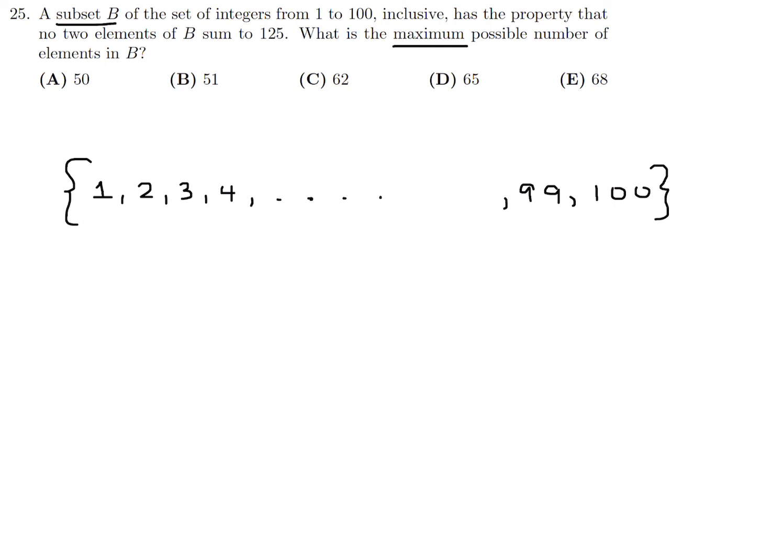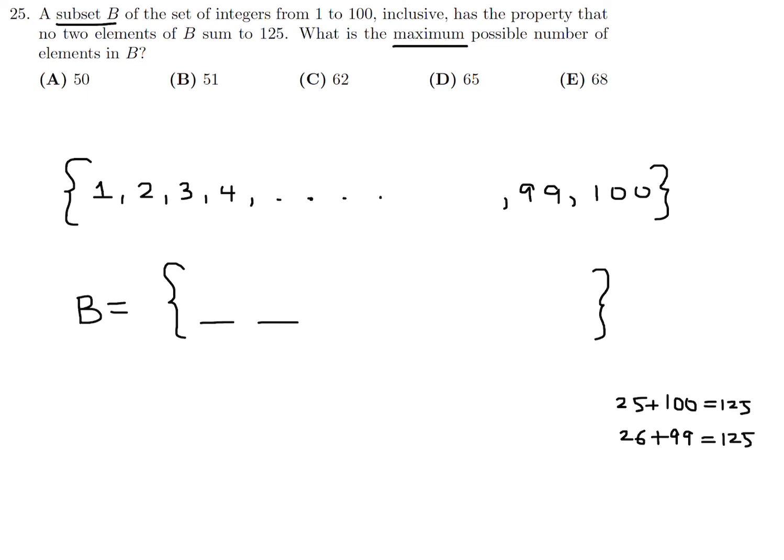And the rule is that when you finally do figure out what B is, that subset, no two numbers in that subset can be equal to 125 in terms of their sum when you add them up. All right, so for example, if one of them was 100, we can't have a 25. If one of them was 99, you couldn't have a 26. Does that make sense? Because that would be 125 if you added them. All right, so that makes me think that a lot of these big numbers are no good.